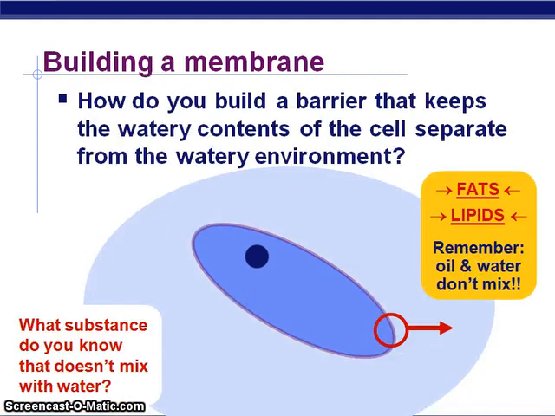So how do you actually build a membrane? So we have a high content of water inside of the cell, but cells are usually found in watery environments themselves. So we need something that won't mix with the water, and if you're thinking what I'm thinking, oil doesn't mix with water. So we're going to use lipids. Lipids and fats are what makes the membrane because it doesn't mix with the water.